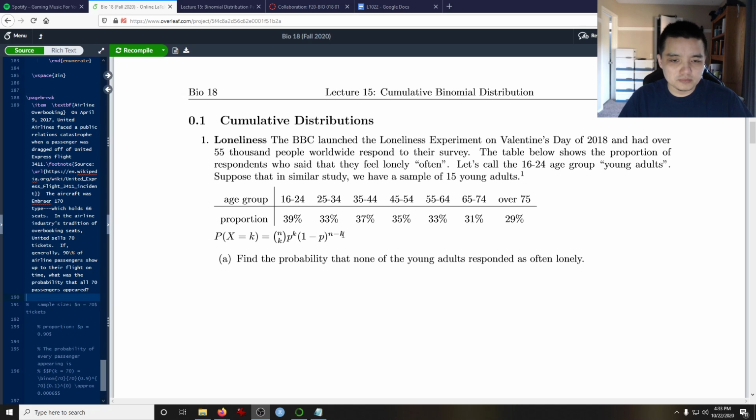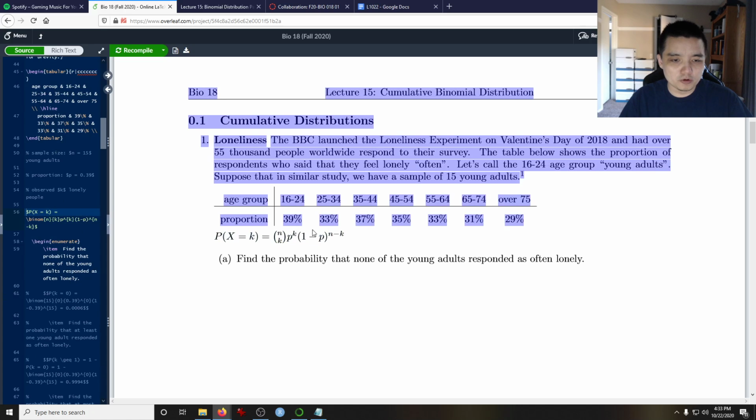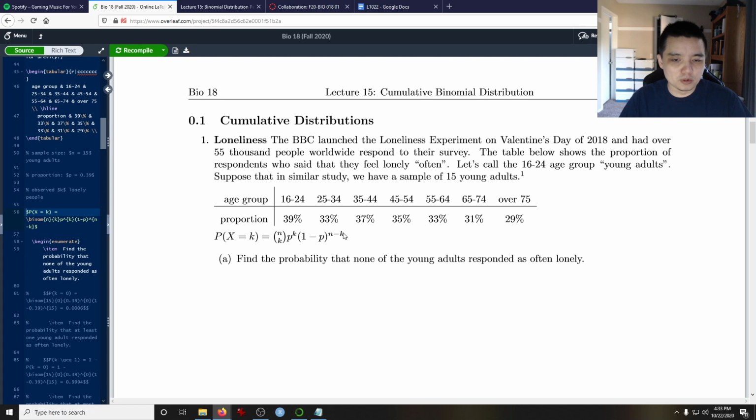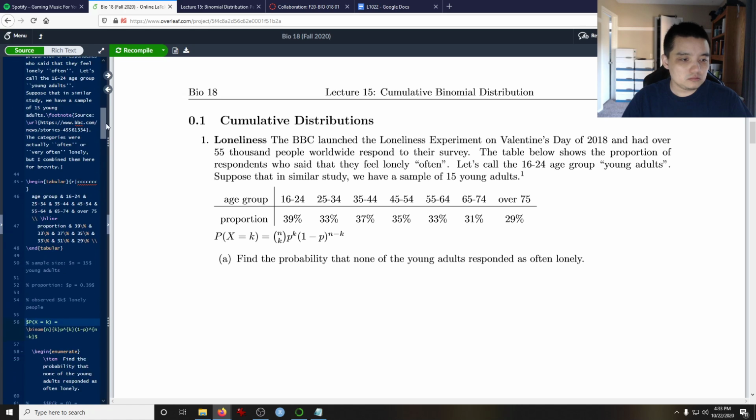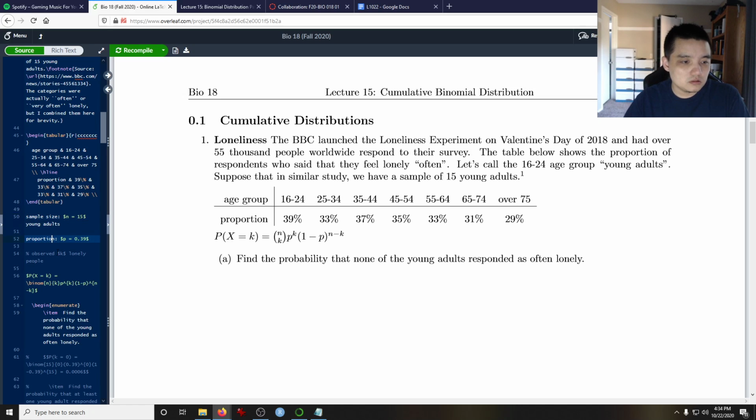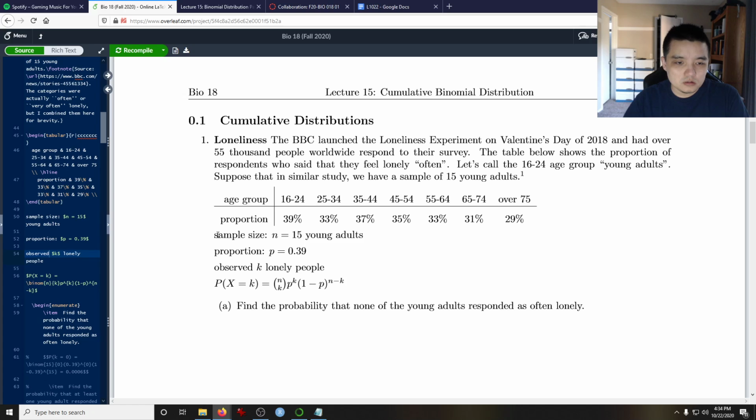Alright. So recall that we're working through this formula that we developed last week, the binomial distribution formula. We need to be able to plug in the correct values for n, p, and k. N will be our sample size, that's the 15 young adults. P, our proportion, is the 39% that reported that they were often lonely.